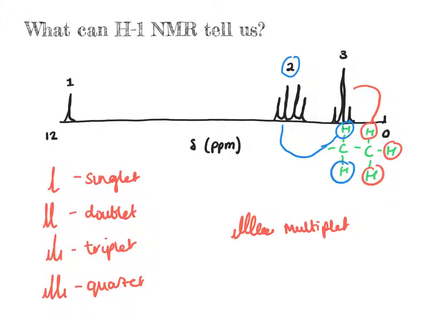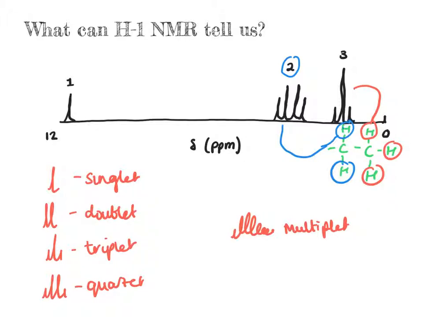So a singlet, doublet, triplet, quartet tells you how many neighbouring hydrogens you've got, and to figure out how many neighbouring hydrogens you've got, you need to look at the number of peaks and then subtract 1. So 1 minus 1, no neighbouring hydrogens. 2 minus 1, 1 neighbouring hydrogen. 3 minus 1, 2 neighbouring hydrogens. 4 minus 1, 3 neighbouring hydrogens. So remember, whatever the splitting pattern is, subtract 1, and that will tell you the number of neighbouring hydrogens.